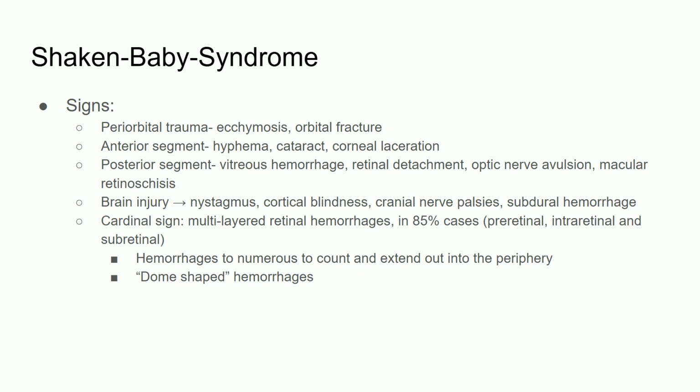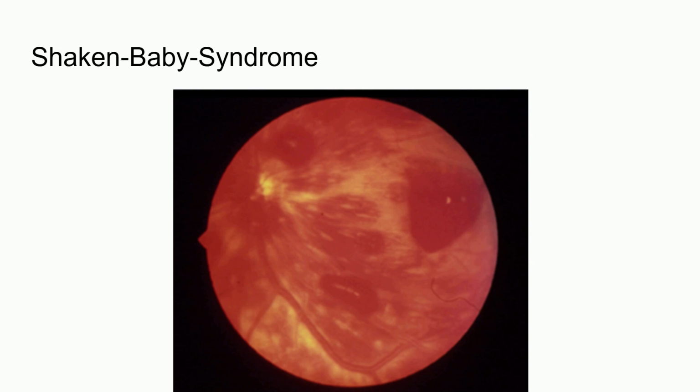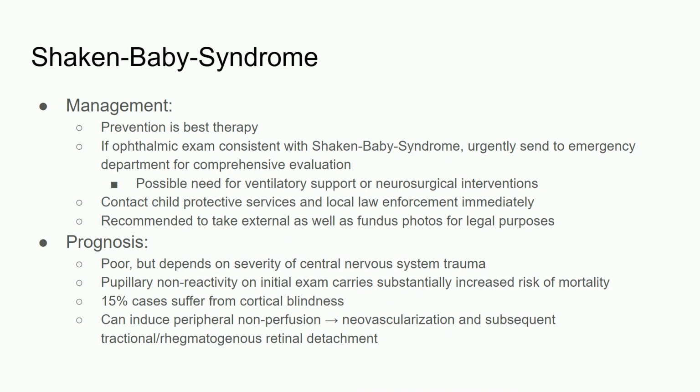The biggest sign of shaken baby syndrome is hemorrhages in all three layers. This happens in about 85% of cases. And you get these dome-shaped hemorrhages, which is easier to see here. So bleeding in all three layers with dome-shaped hemorrhages is classic for shaken baby syndrome.